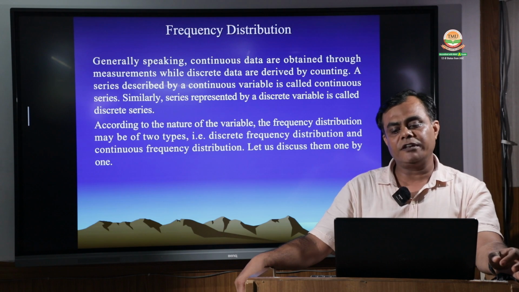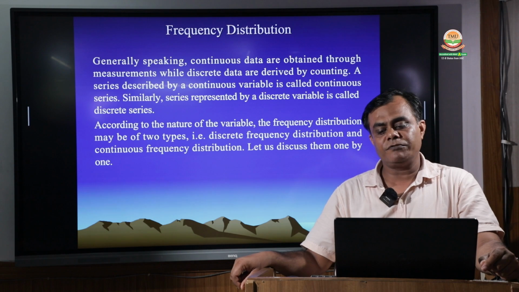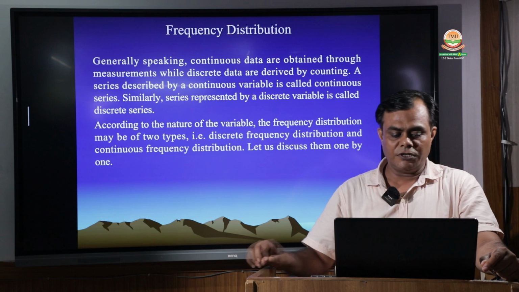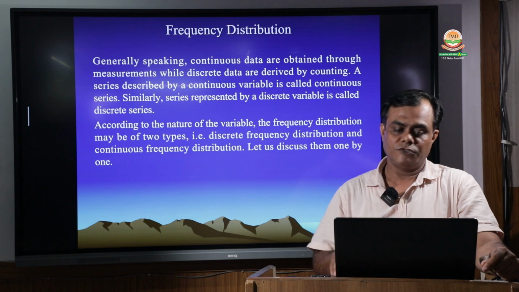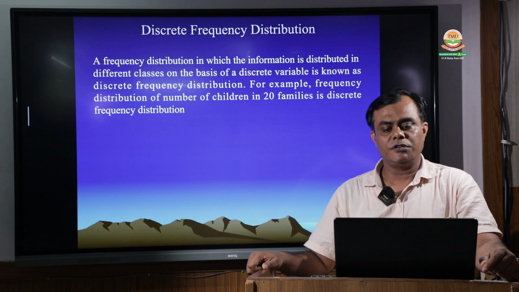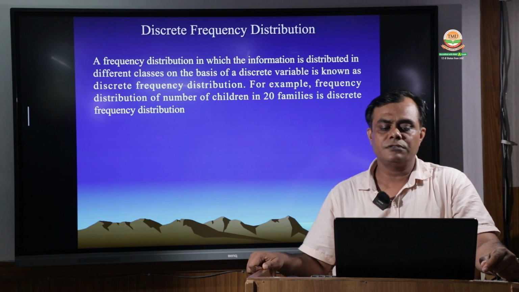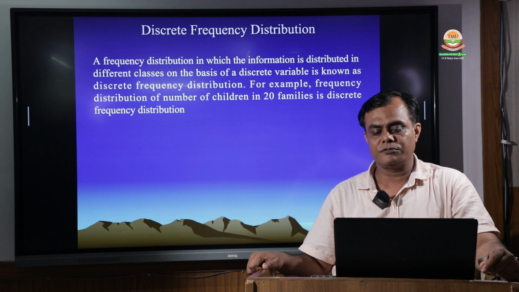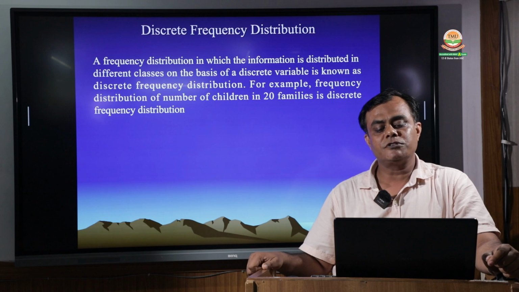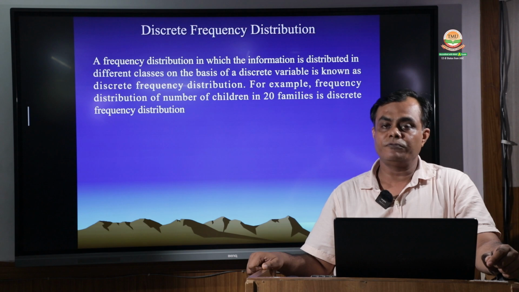According to the nature of the variables, the frequency distribution may be of two types: a discrete frequency distribution or a continuous frequency distribution. Let us discuss them one by one. A frequency distribution in which the information is distributed into different classes on the basis of discrete variables is known as a discrete frequency distribution. For example, the frequency distribution of the number of children in 20 families is a discrete frequency distribution.